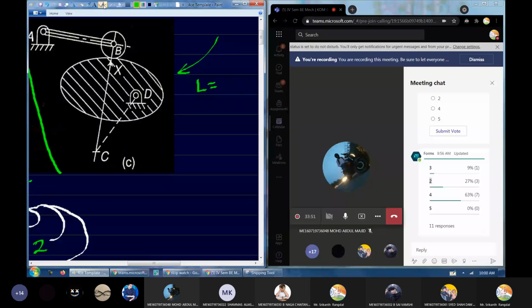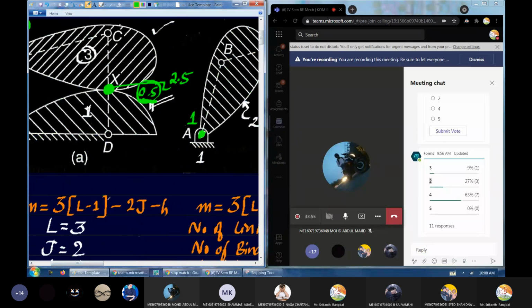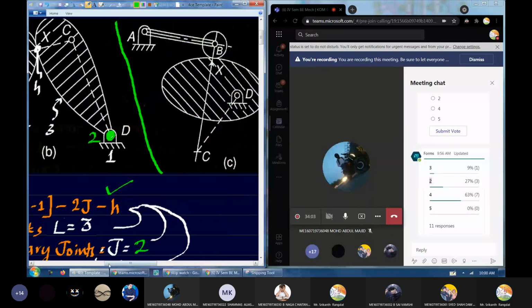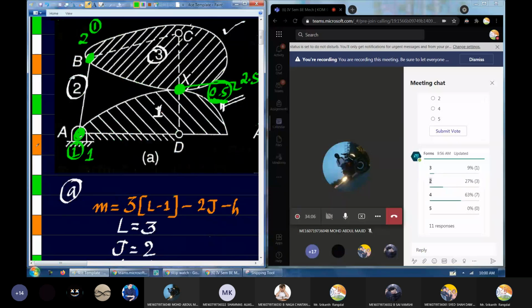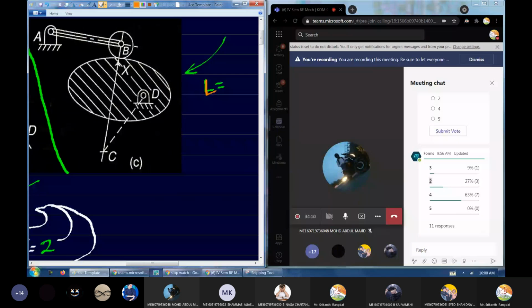Okay, so I'll just use the other color. Fine. I'll use the orange color for the links. Okay, ready? So all the fixed links, we have to count them as one link, right? So this is first fixed point, and at point D also this is fixed.